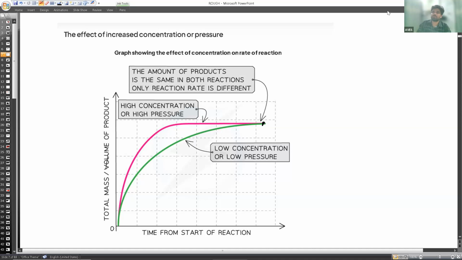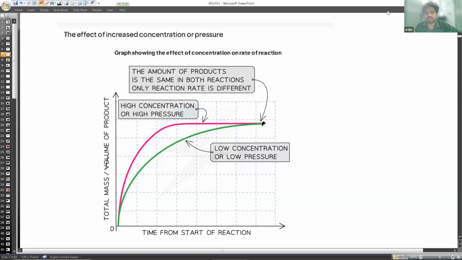So if I'm talking about the rate of forward reaction and rate of backward reaction, just a minute. Here we have an explanation for this one. Here's the explanation, Nabeel.